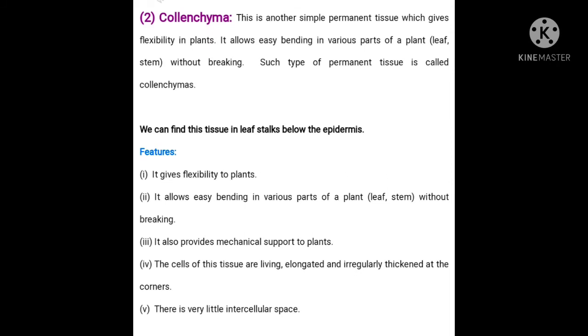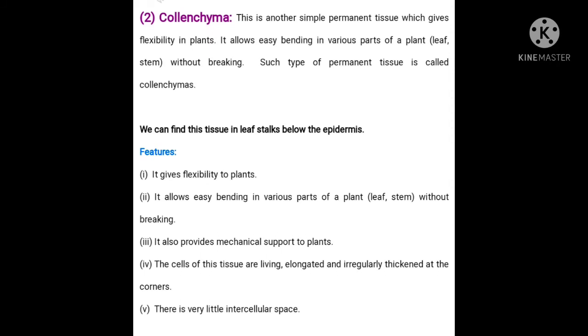Now, we can find this tissue in the leaf stalks below the epidermis. Where can we find this? In the leaf stalk, below the epidermis, which we have seen in the image. Now, features about this: it gives flexibility to the plants. It allows easy bending in various parts of the plants, that is in the leaf and stem, without breaking it.